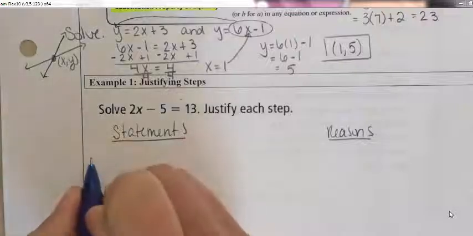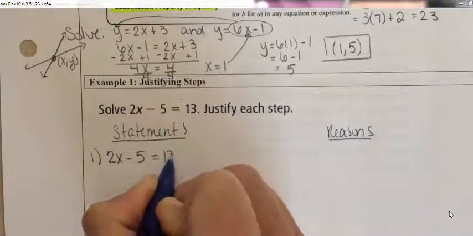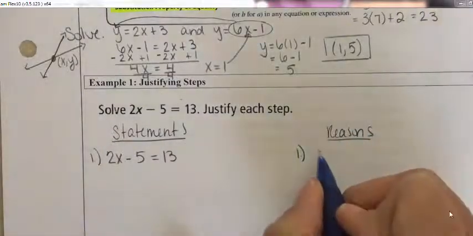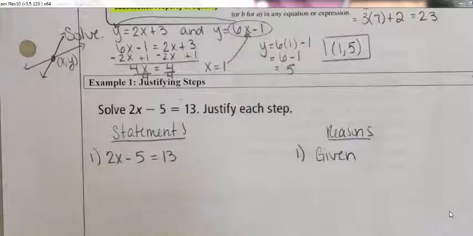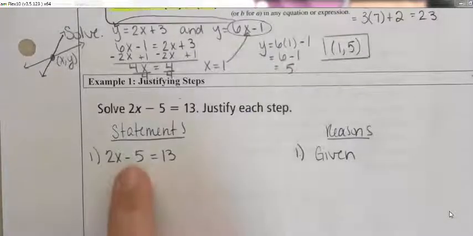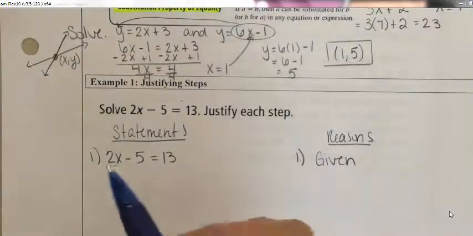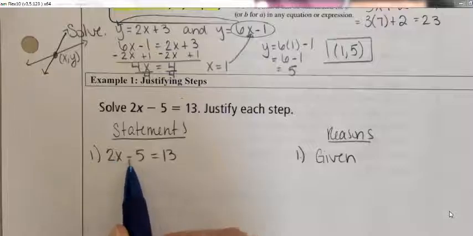Okay, so my first statement is just going to be the original equation. Well, what was my reason for doing that? Well, this was given to me. This is what I'm trying to solve, right? Now, to solve for x, I need to undo or do the inverse operation of every single thing that's happening to x. 2 things are happening to x here. One is being multiplied by 2, and it's also being subtracted by 5.